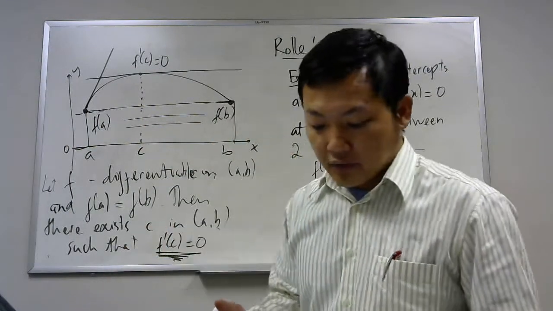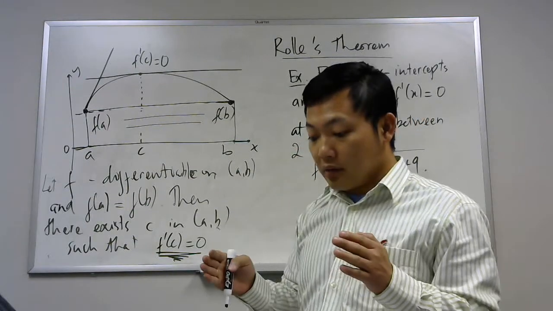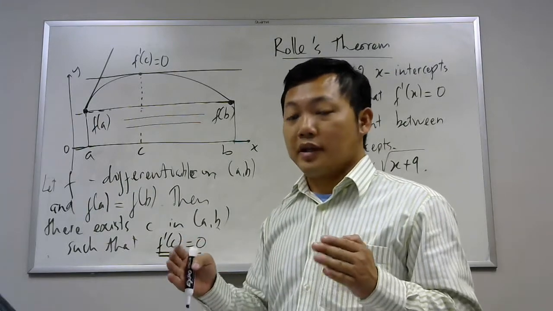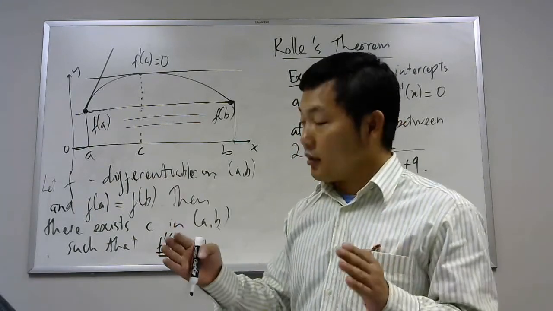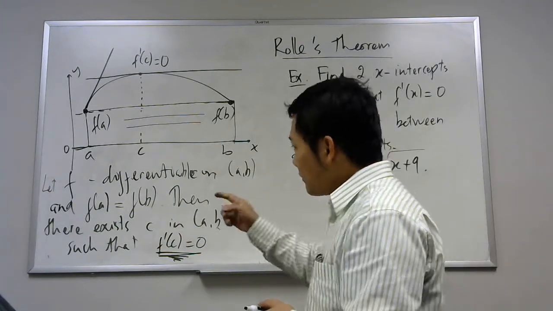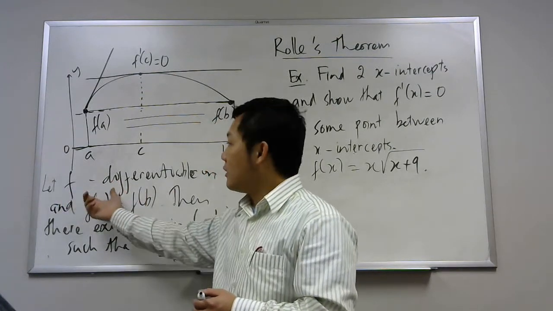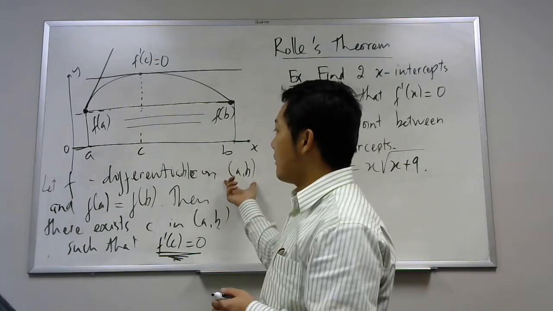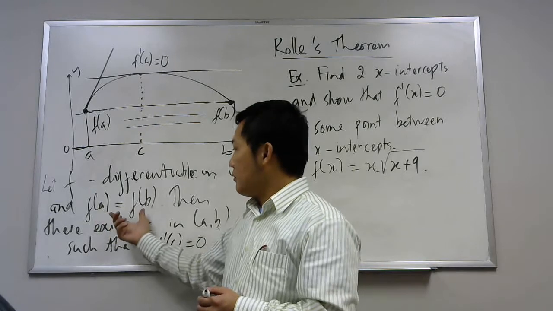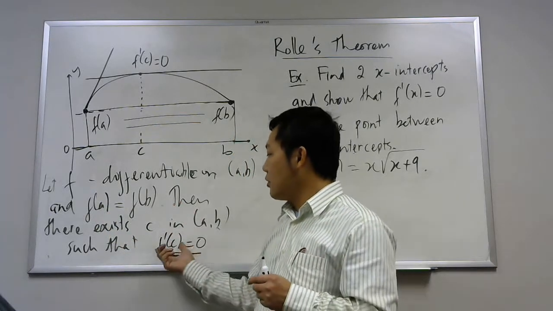Okay, in this video, I will explain Rolle's theorem and how to use it to prove the existence of critical points or extreme points on some interval. The Rolle theorem says if we have a differentiable function on some interval a and b, and the function values at the two endpoints are equal, then there exists at least one c in between a and b such that the derivative equals 0.